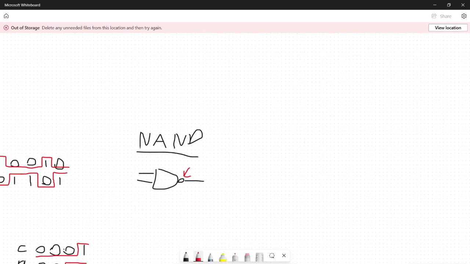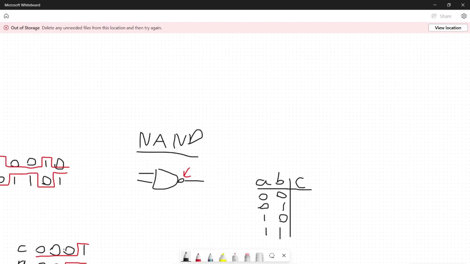Let's first draw our table, right? Since it's going to be a NOT gate, it's going to be everything A is, but then it's going to be not that. So our A, B, and C. So this is 0, 0, 0, 1, 1, 0, 1, 1.